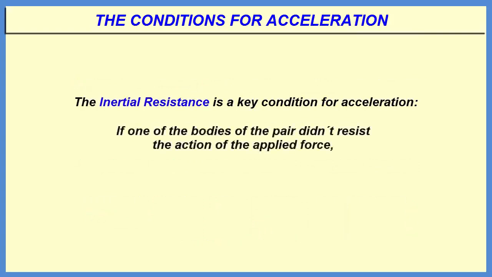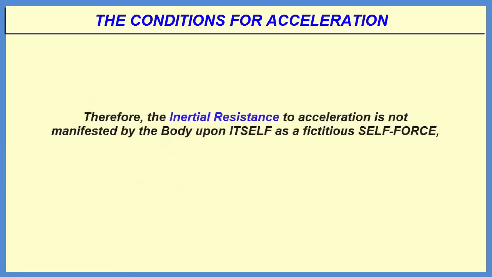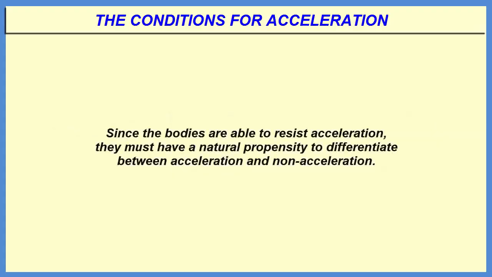If one of the bodies of the pair didn't resist the action of the applied force, it would move with infinite acceleration, and the other would not accelerate, as figured out by Kepler. Therefore, the inertial resistance to acceleration is not manifested by the body upon itself, as a fictitious self-force, but upon the other interacting body of the system, reciprocally, as a real force. Since the bodies are able to resist acceleration, they must have a natural propensity to differentiate between acceleration and non-acceleration.